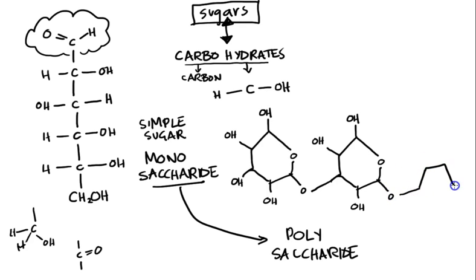And then here, I'm just going to draw it like this. You get the idea. Well, okay, I'll draw all the OHs. So what's happening? Oops, that's an O right there. Now I've got what's known as a polysaccharide. In other words, a string of monosaccharides all bonded together in one big long line.